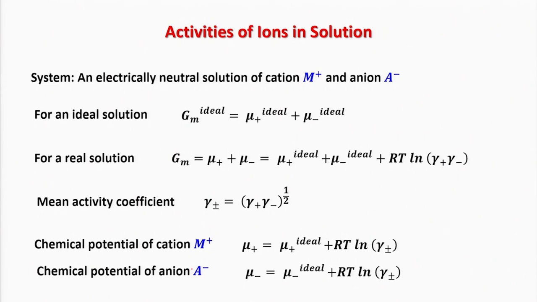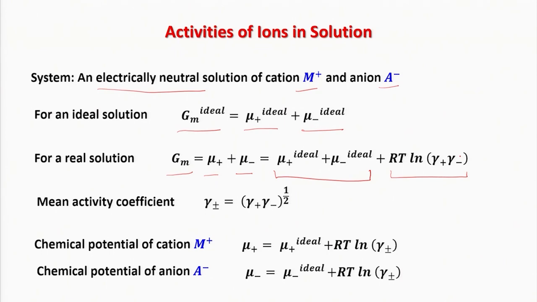Now, we can further generalize these concepts to discuss activities of ions in solution, where, unlike the simple cases that we have been discussing, we will have charges on the solute, and for an electrically neutral solution, we can have cations and anions for which the molar Gibbs free energy for the ideal solution can be written like this. Therefore, in a real solution, the molar Gibbs free energy, which would be a summation of the chemical potentials of the cation and the anion, will have contributions from the ideal part plus a contribution coming from the deviation in ideality of the individual cation and anion.